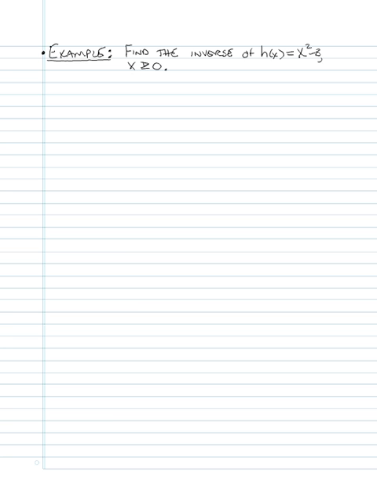In this last example, we're to find the inverse of the function h of x equal x squared minus 3, where x is greater than or equal to 0. Now, we haven't seen this kind of thing before, and let me point out to you, our directions aren't going to tell us this, but this condition is required for our function to be one-to-one.